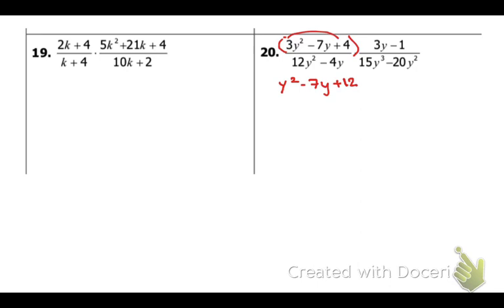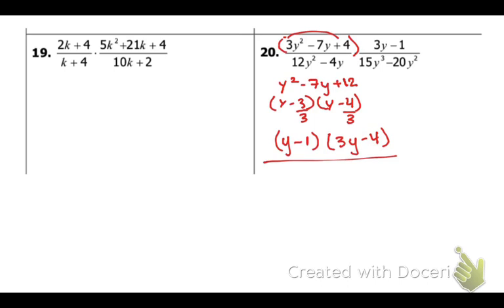Okay, so from there, I'm going to go ahead and factor this again, or keep factoring. So I'm going to be left with 4 times 3 to give me 12 and also 7, but I need to make it negative. But remember, because I multiplied by 3, I'm going to have to divide by the 3, which is going to give me y minus 1. And then this one will be 3y minus 4. So now I factored everything for the first part.